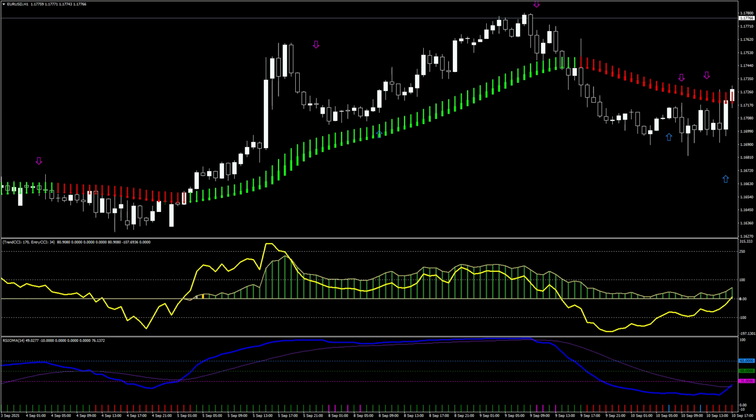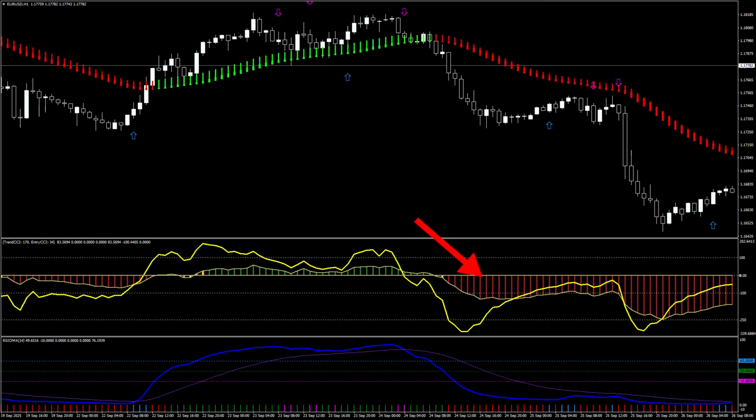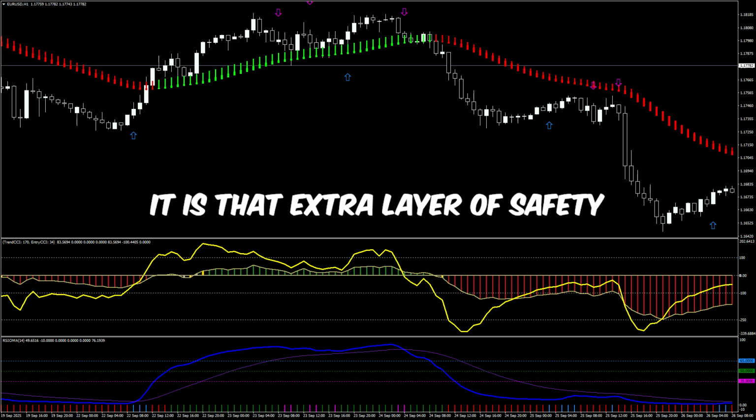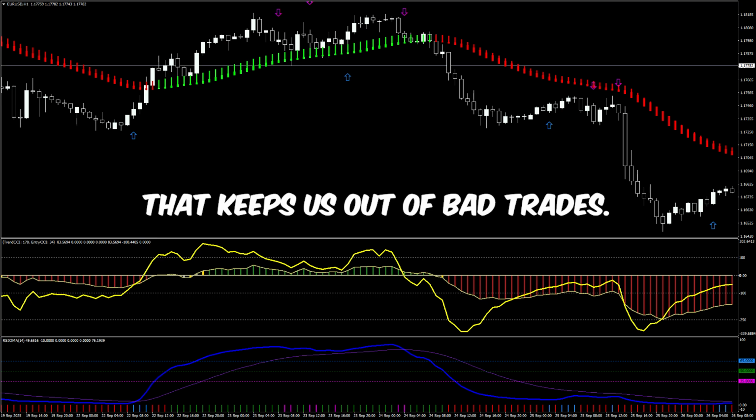Visually, it is very easy to read. It displays a histogram that changes color based on the market cycle. You want to see green bars when you are looking to buy and red bars when you are looking to sell. If this indicator does not agree with the others, we simply stand aside and wait. It is that extra layer of safety that keeps us out of bad trades.